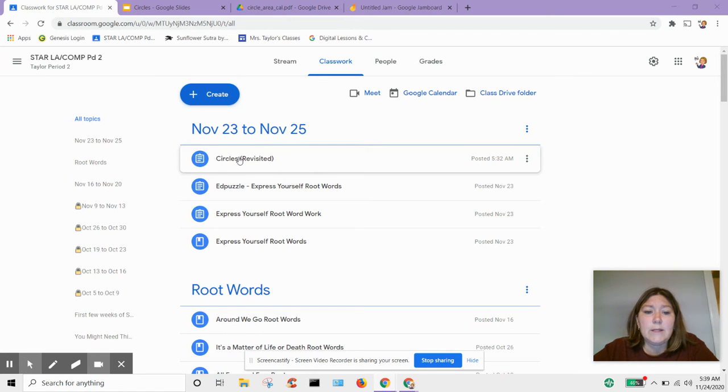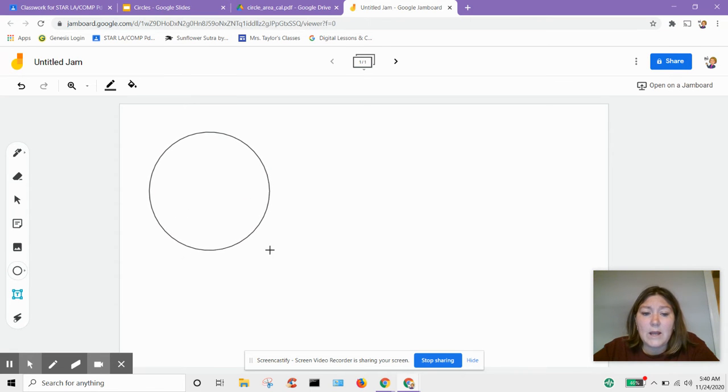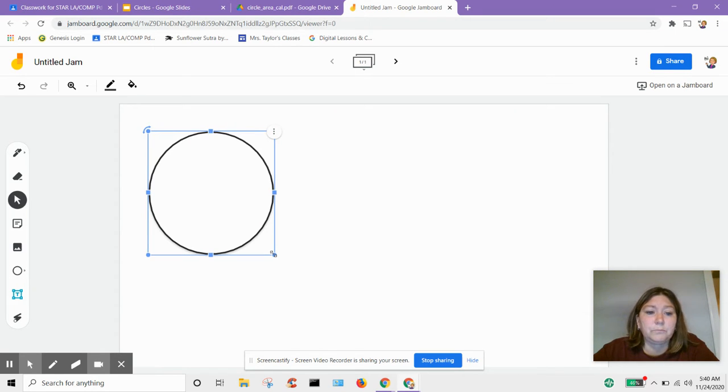Okay, so now I'm going to go over the notes. Now remember, we do have notes in your Google Classroom from last week. I'm going to repost them in there with this Edpuzzle so that you have them again. Okay, but here's our circle.